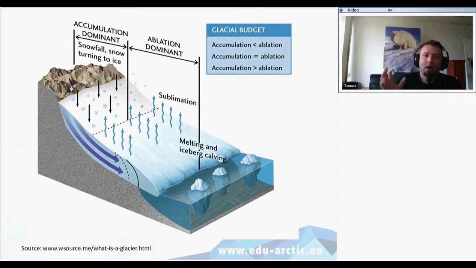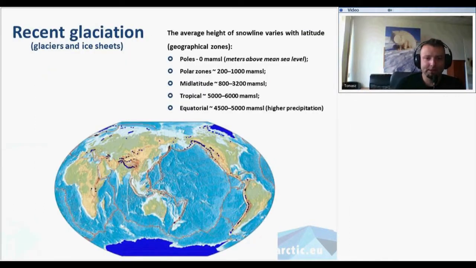And here are examples of glacial budget if accumulation is lower than ablation. So the ablation will be higher, and the mass balance will be negative. If accumulation is higher, the mass balance is positive. And that's it. That's how the glaciers behave. The more snow accumulates, the bigger the glacier can grow.